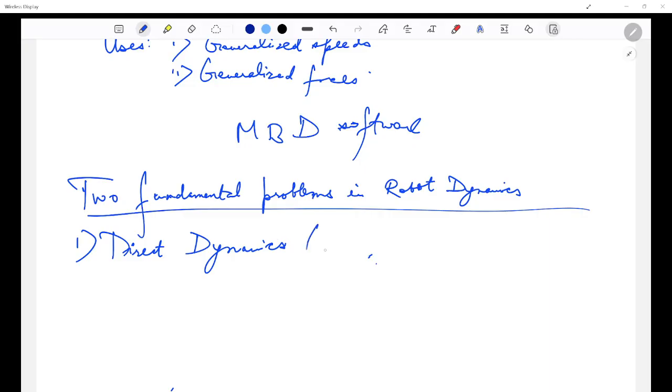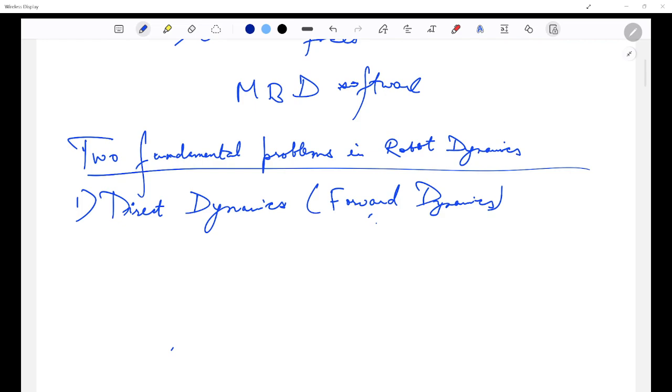Which we also call forward dynamics. Okay. So what happens in this? And the second one is inverse dynamics. See this later.